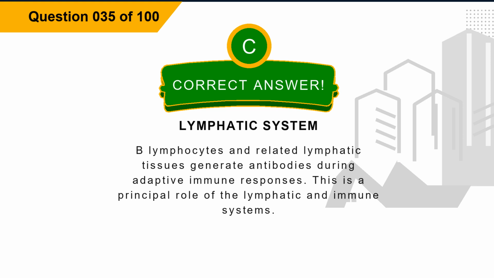Explanation: B lymphocytes and related lymphatic tissues generate antibodies during adaptive immune responses. This is a principal role of the lymphatic and immune systems.